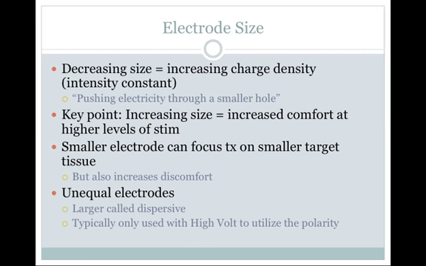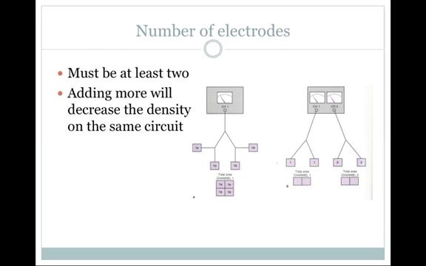Now sometimes you'll see us set up with unequal electrodes. With our modern day currents, you're not going to see this a whole lot. The main one where we'll see two different electrode sizes is using high volt. When you use unequal size electrodes, by definition, the larger one is called a dispersive. The reason that we're using two different size electrodes is we are trying to focus that effect at one of the two electrodes. You can set that up on the machine so that the small electrode is either the positive or the negative pole, or by definition the anode or the cathode. Cathode being negative, anode being positive.